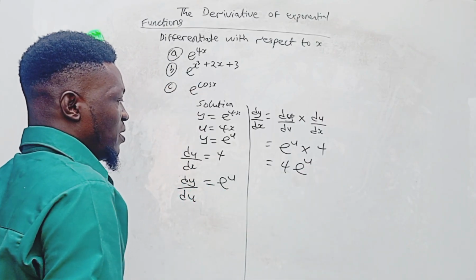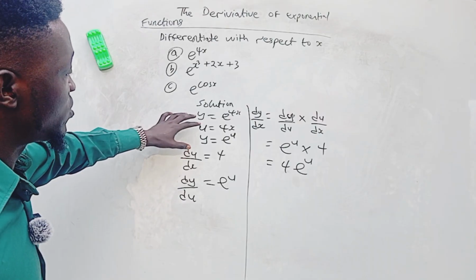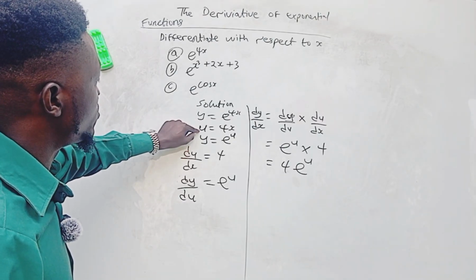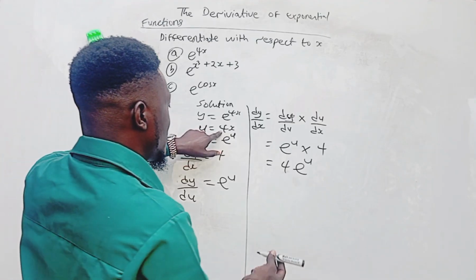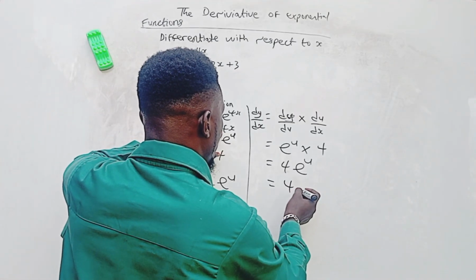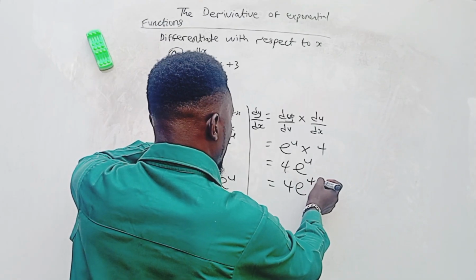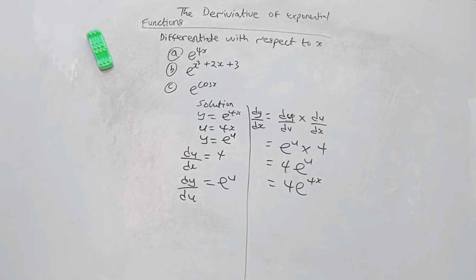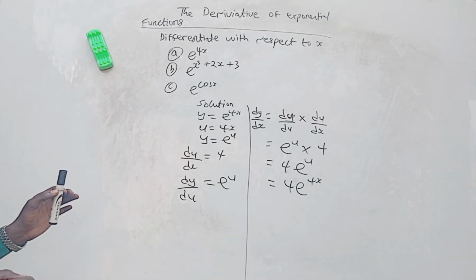Remember, according to what we are given in the initial equation that we created, anytime you see u, represent it as 4x. So in that instance, we say 4 e raised to power 4x. This is the answer to question number one. Having understood that, we are going to use the same approach for our second question.